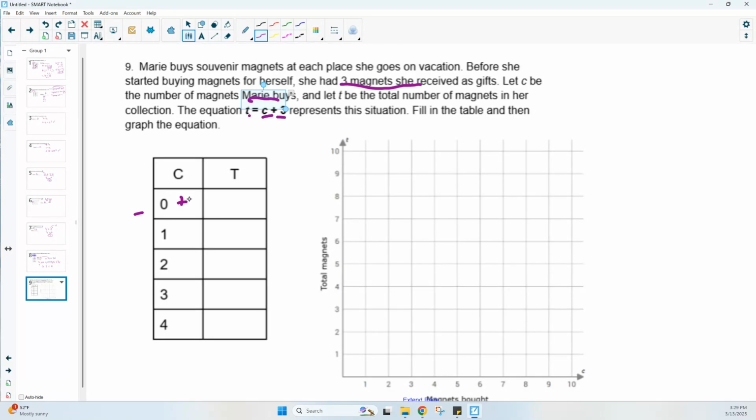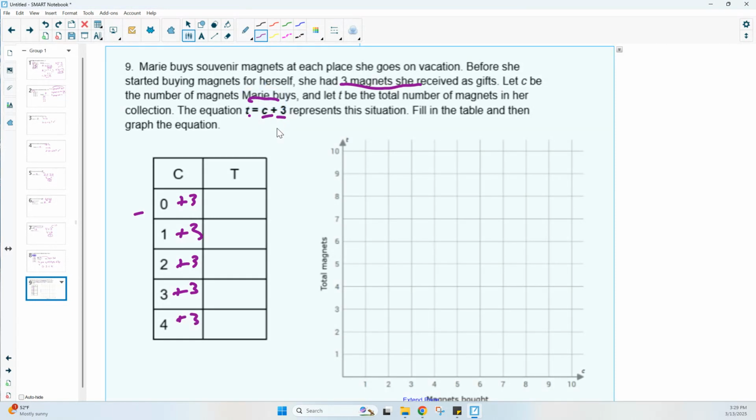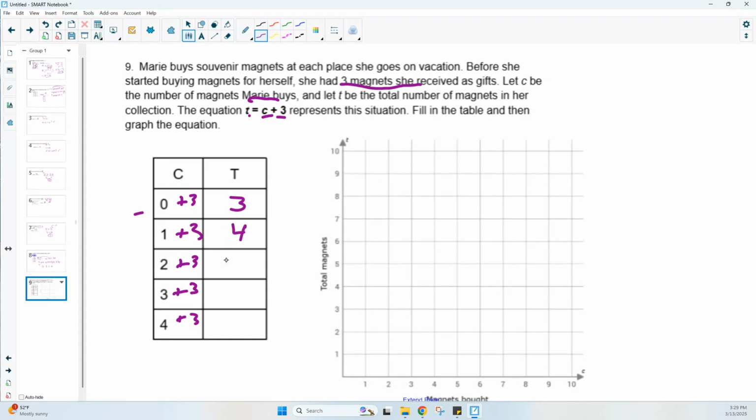So I'm going to write plus 3 next to each C value here. Because again, to get to T, we take C and add 3. That is what that equation says. All right, let's get our values. 0 plus 3 is 3. 1 plus 3 is 4. 2 plus 3 is 5. 3 plus 3 is 6. And 4 plus 3 is 7.